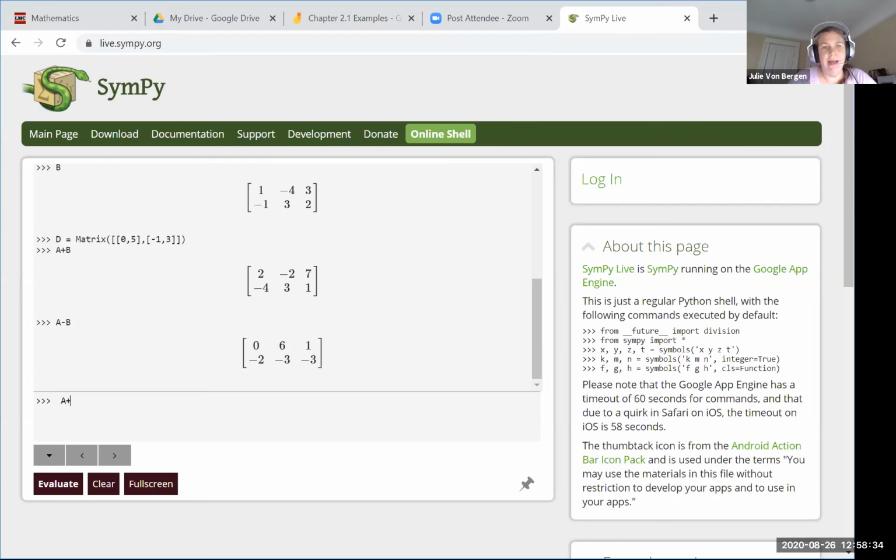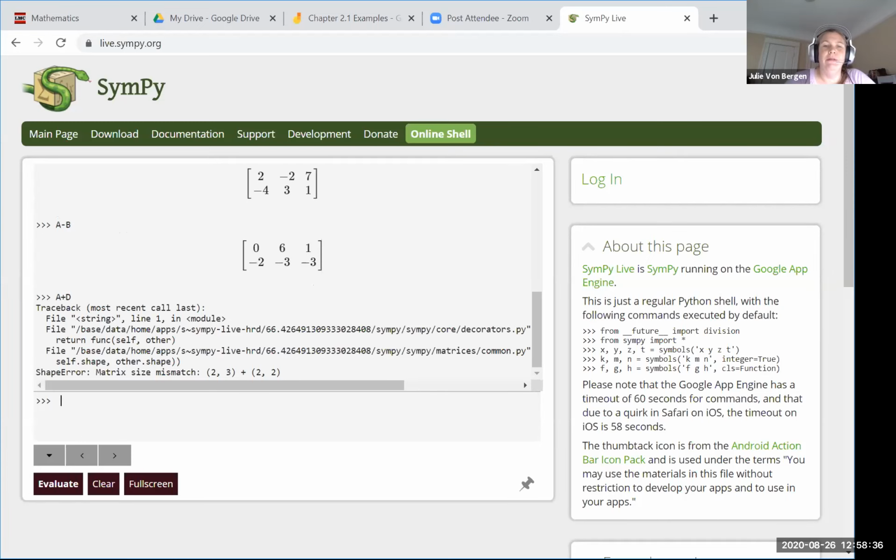If we try to add A plus D, we get a result that this is undefined. Notice that last row of my error result says shape error, matrix size mismatch. So it's saying you've got a 2x3 matrix and a 2x2 matrix, and so you can't add those up. You wouldn't have the right entries that match each other.